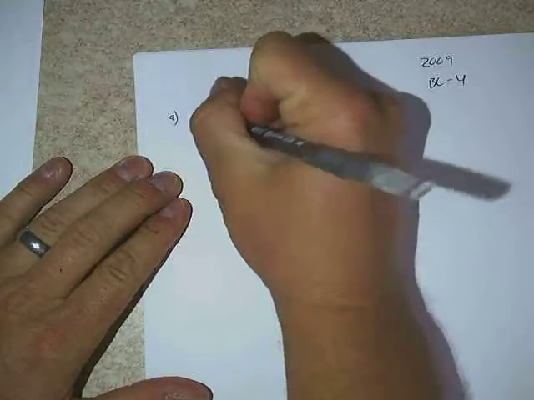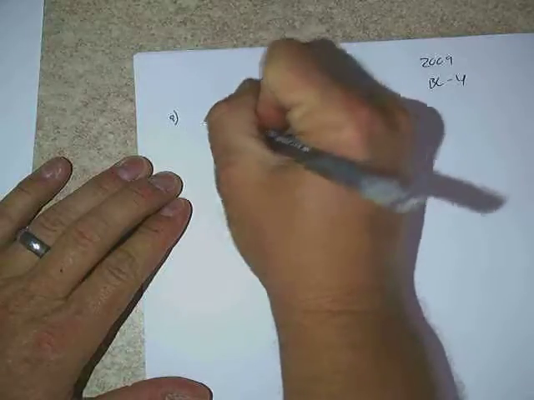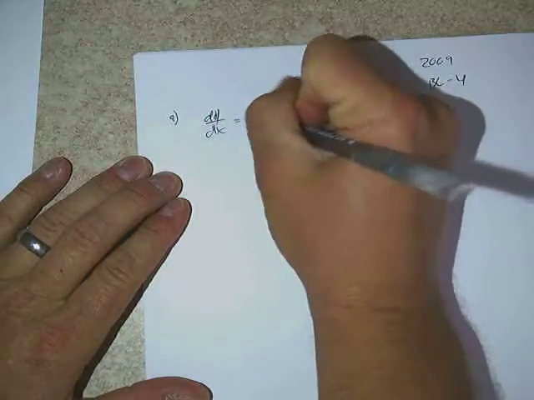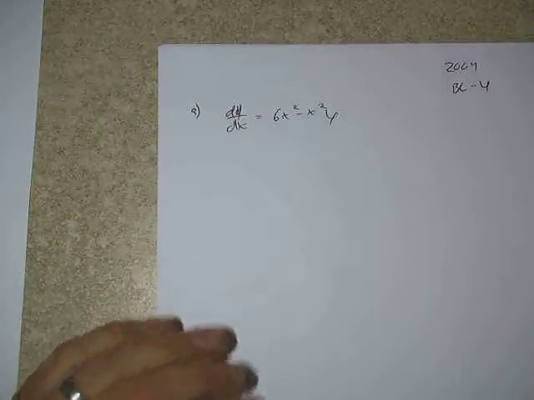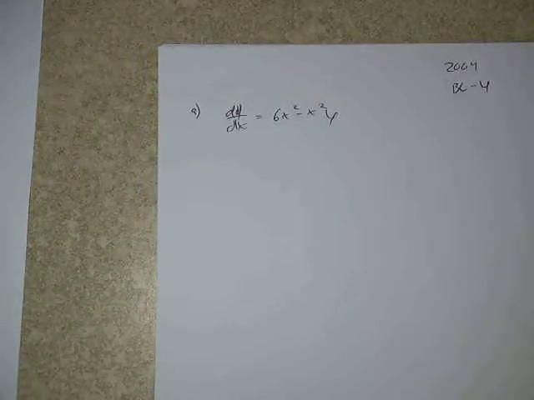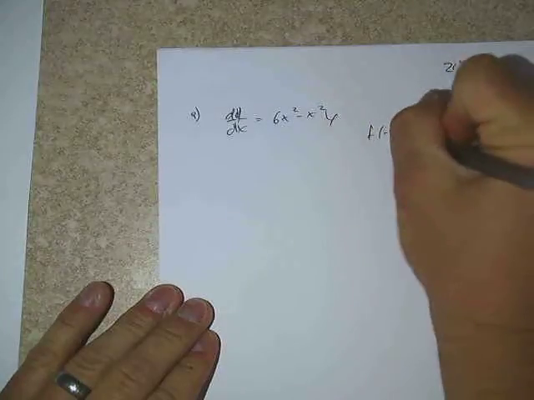So we have a differential equation here given. It says dy/dx is 6x squared minus x squared y. And f is a particular solution. The initial condition they give us is that f of -1 is 2.